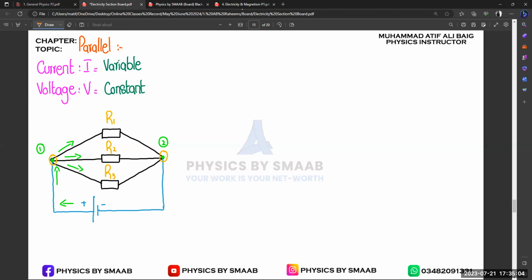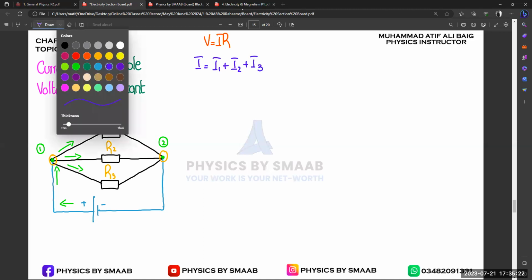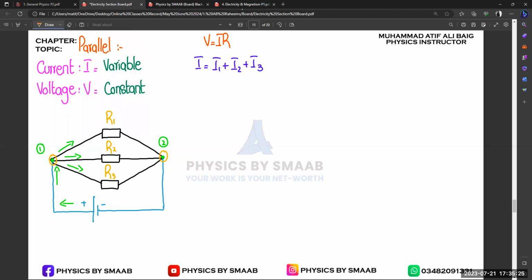So if we start again with the same Ohm's law, we know that V is equal to IR, but this time the problem is we need to find out the value of I. So I will be equal to the sum of the individual values of current, I1 plus I2 plus I3. And if we want to derive the formula with reference to I, I will be equal to V over R, from Ohm's law. So V over R1, V over R2, V over R3. That voltage is common, that's why we just write V.